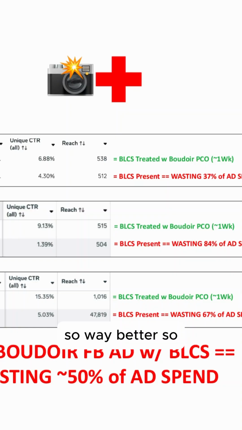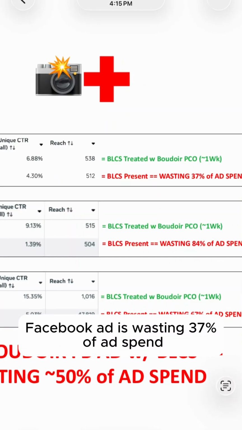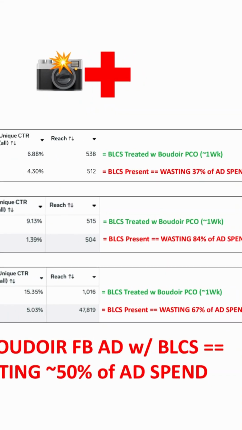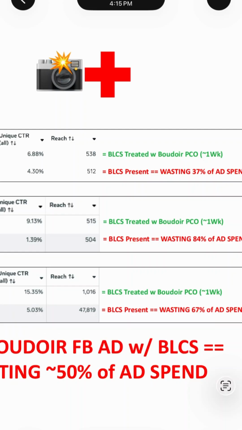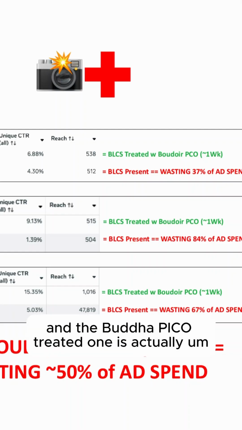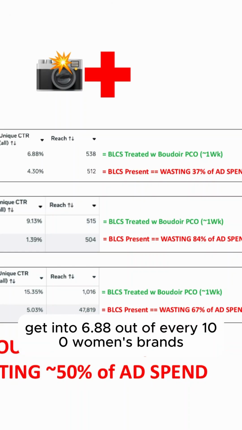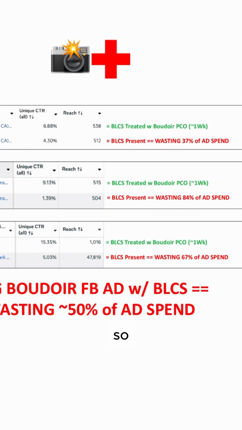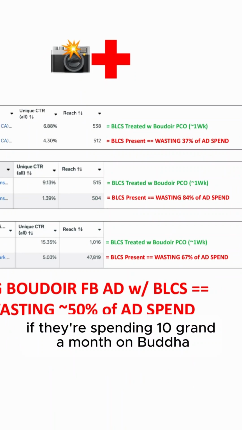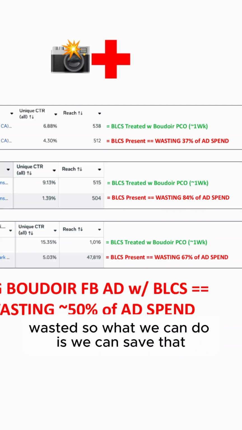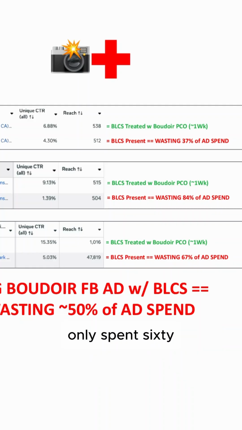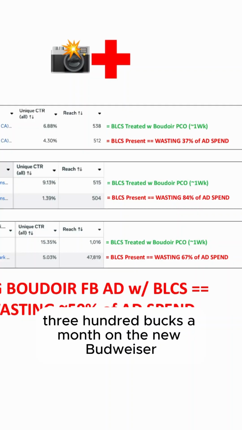So way better. So we found out the original Boudoir Facebook ad is wasting 37% of ad spend by only getting 4.3 out of 100 women to click somewhere on it and get our ad into their brain. And the Boudoir Pico treated one is actually getting to 6.88 out of every 100 women's brains. So if they're spending 10 grand a month on Boudoir Facebook ads, $3,700 a month every month is being wasted. So what we can do is we can save that, eliminate that wasted ad spend, only spend $6,300 a month on the new Boudoir Pico treated ads.